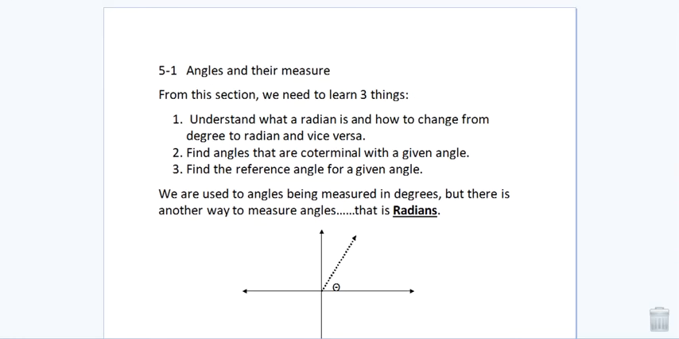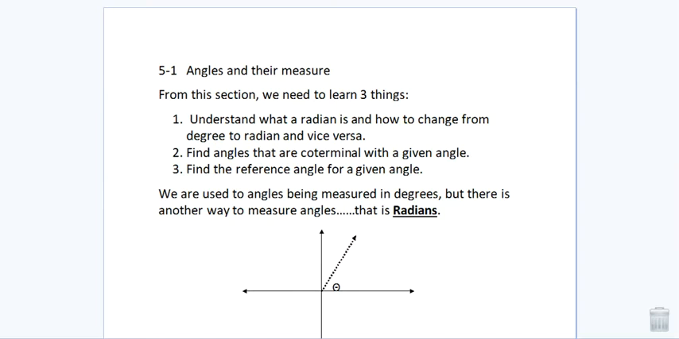First day of school, and we're going to get rolling with angles and their measure. So from this section, we need to do what, kids? Three things. I'm only going to make it three things today. That's all. Pretty simple stuff. How about a volunteer to read number 1? Go ahead, Allie C. Understand what a radian is and how to change from degree to radian and vice versa.